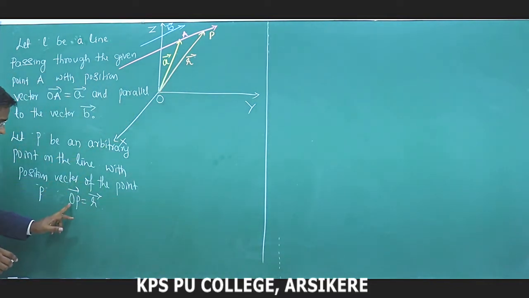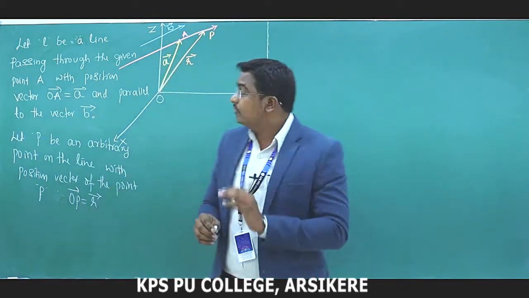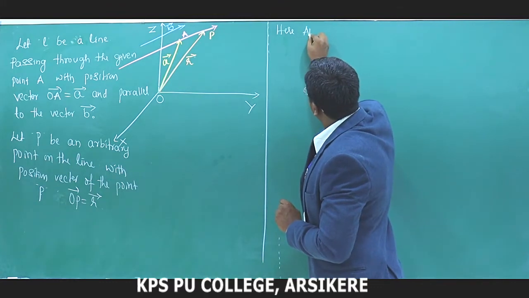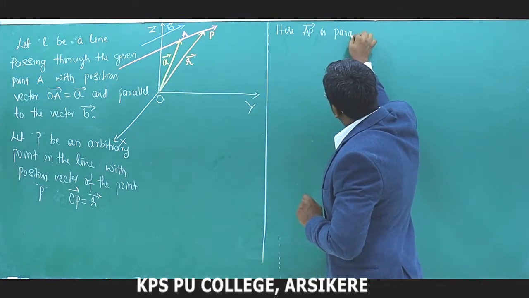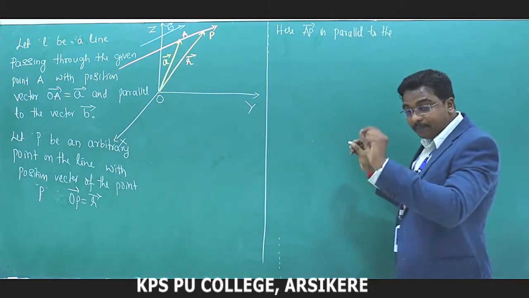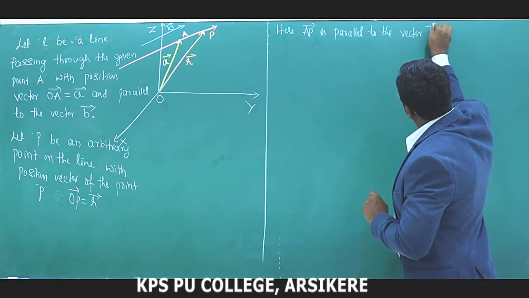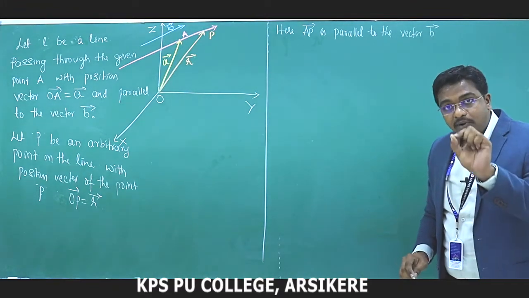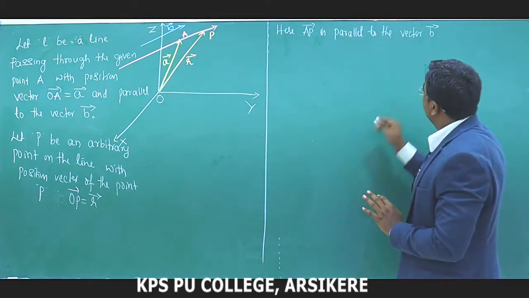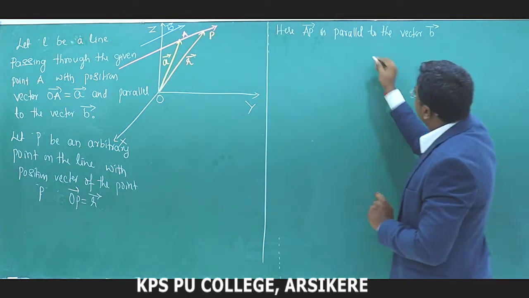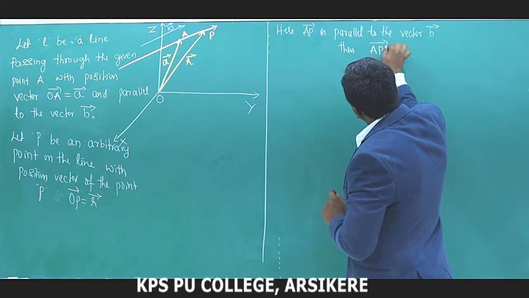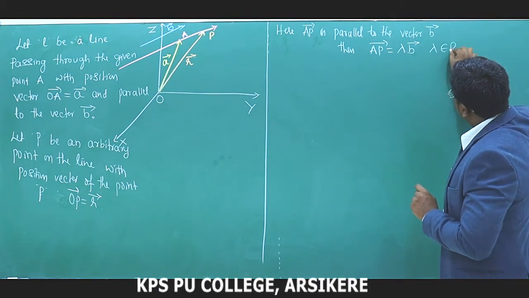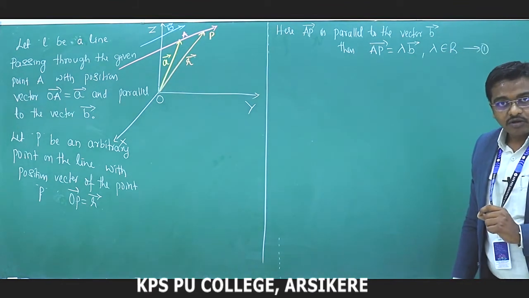So here the vector R is vector OP. Vector AP is parallel to the vector B. In the last class we discussed that when vectors A and B are parallel, A can be expressed as lambda into B, or B can be expressed as lambda into A. Here also, when vector AP is parallel to the given vector B, then vector AP can be written as lambda into vector B, where lambda belongs to the real numbers. Call this equation number 1.